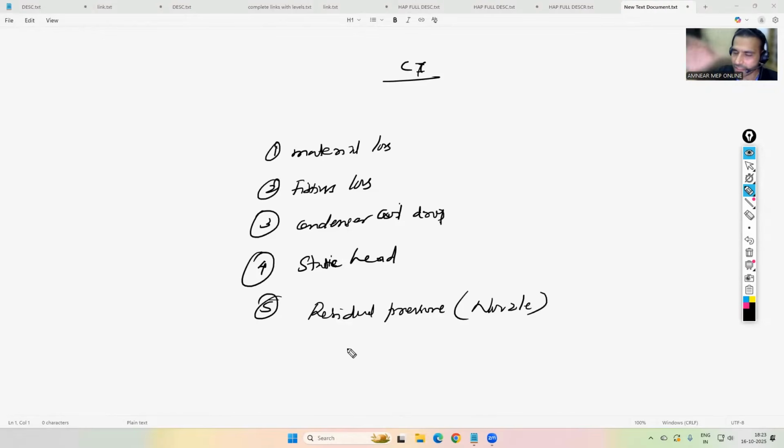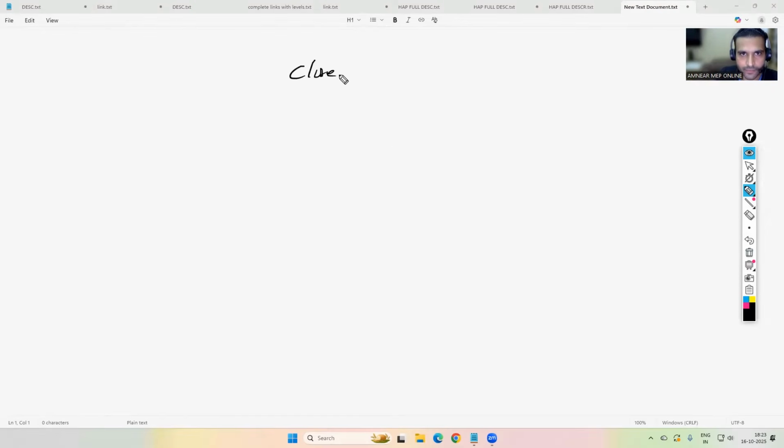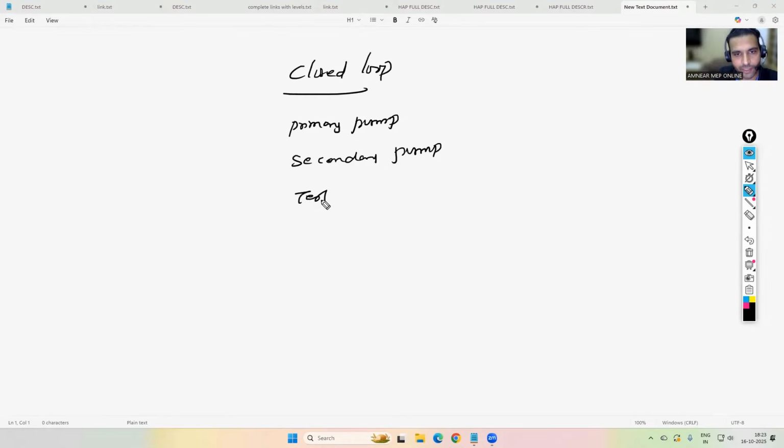But in a booster pump, sometimes for an indirect system, the static head will be negative. In a direct system, it might be positive. That's the difference. And now closed loop pumps. In closed loop, in most cases we will use 3 pumps. The first one, chilled water primary pump. Then chilled water secondary pump. Then a chilled water tertiary pump can also come.